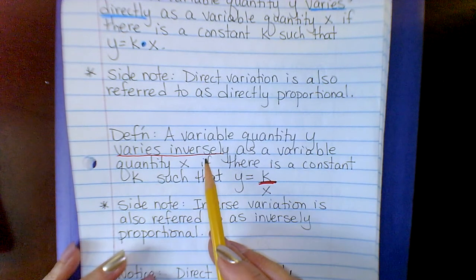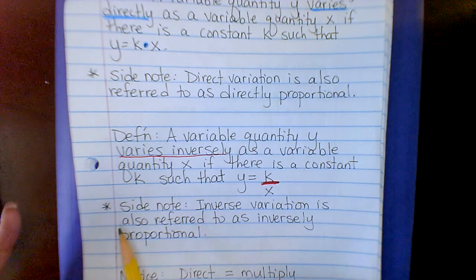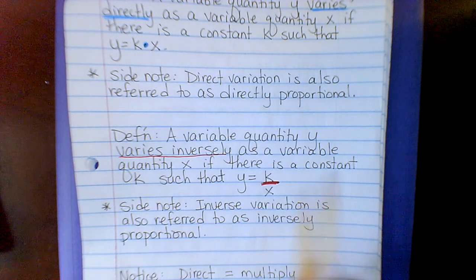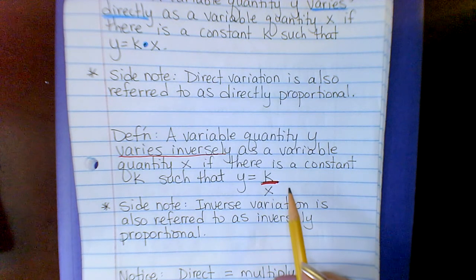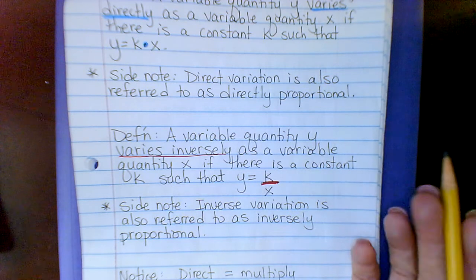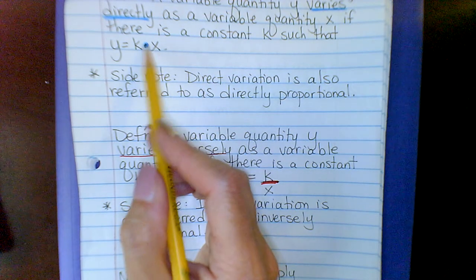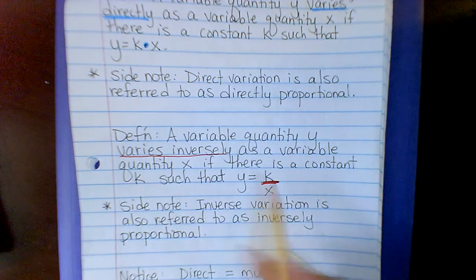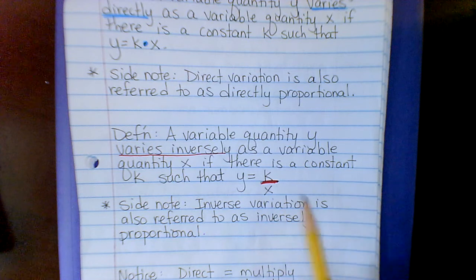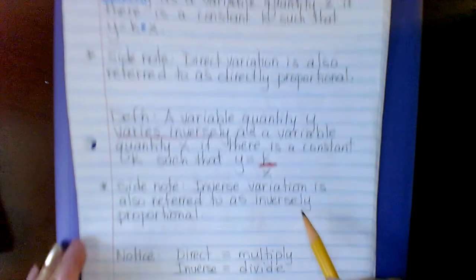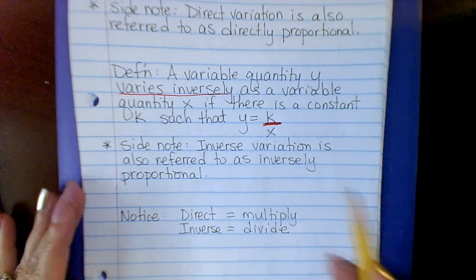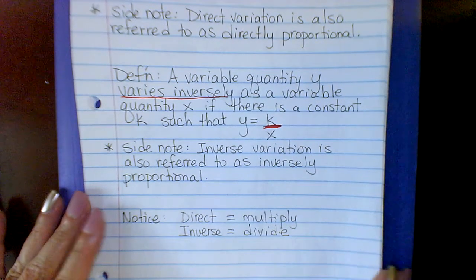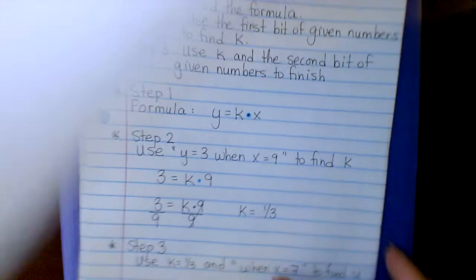Now we could also have an inverse variation. Remember that says as one increases, the other one decreases. This one has the formula y is equal to k divided by x. Now remember in the last example I showed you with the distance, rate, and time, we had multiplication with the direct variation, and then with the inverse variation we have this division. That's something really important to notice. Inverse variation is also called inversely proportional, so just know that those are the same thing. So direct, multiply; inverse, divide. That's the big thing to remember here.